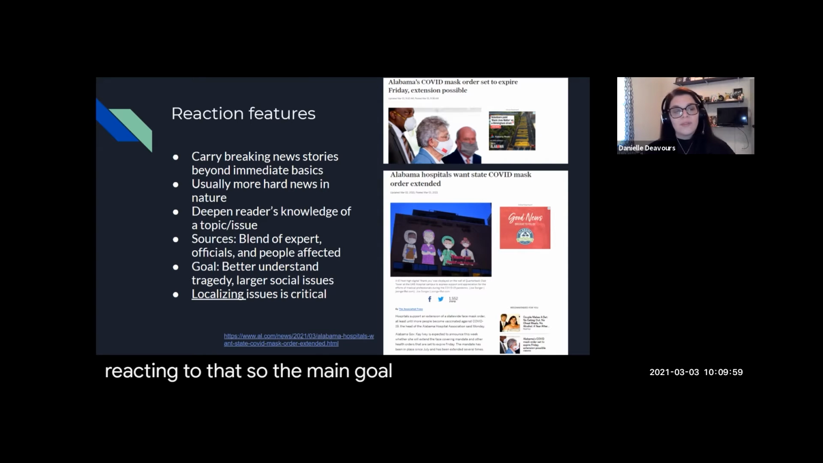So, the main goal of a reaction feature is to deepen the reader's knowledge of a topic, current event, or issue that is ongoing. Our sources are obviously still important within feature stories, but we need a blend of these types of sources. Where hard news pieces typically rely on officials and experts, and more general feature stories rely on the affected community, we need all of those types of sources for a reaction feature because we need the hard facts, but we also need the reaction to those facts.